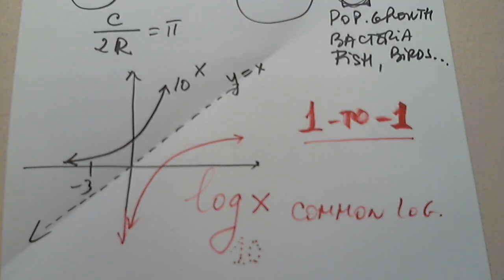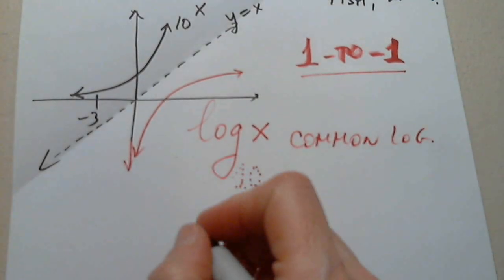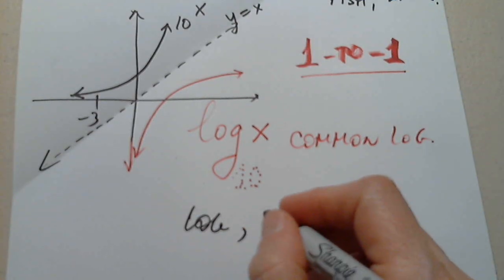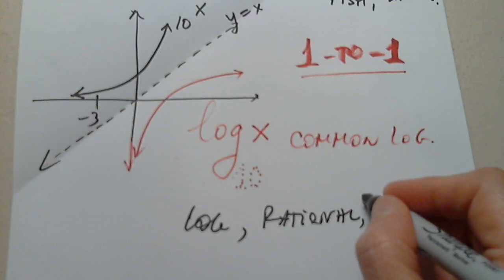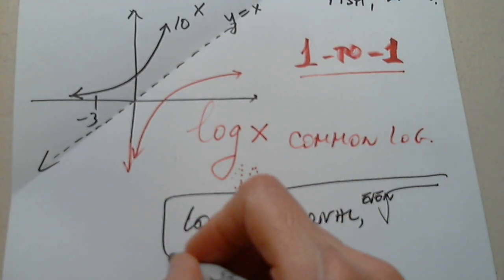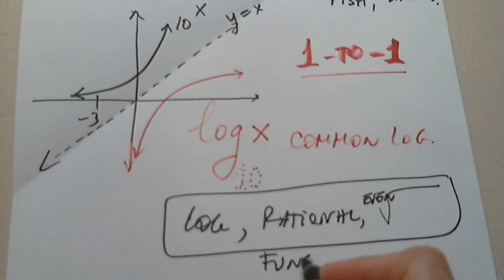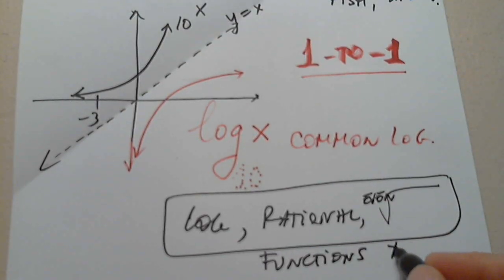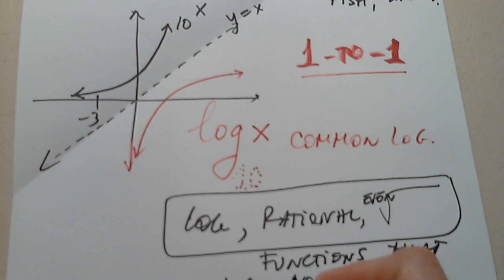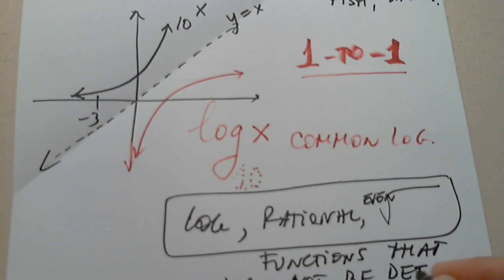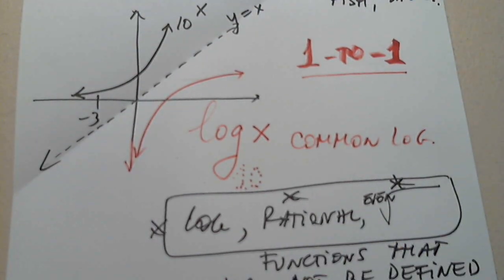And this is, I promise, the last function with issues. So log, rational, and the square root with an even index. These are problems. Functions that may not be defined everywhere. Functions with problems, these 3.